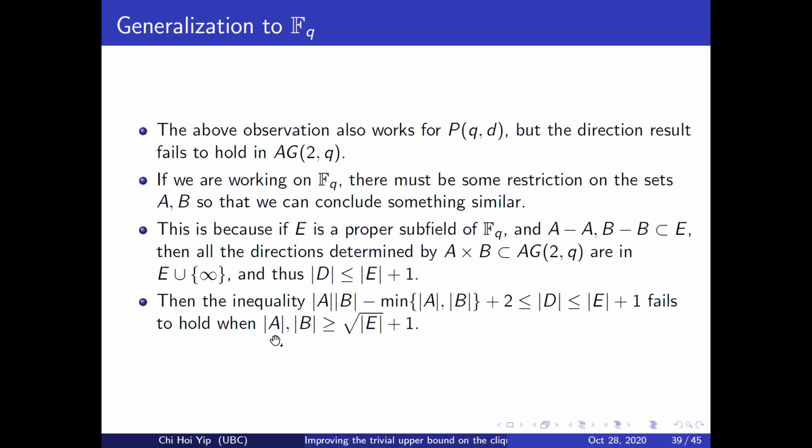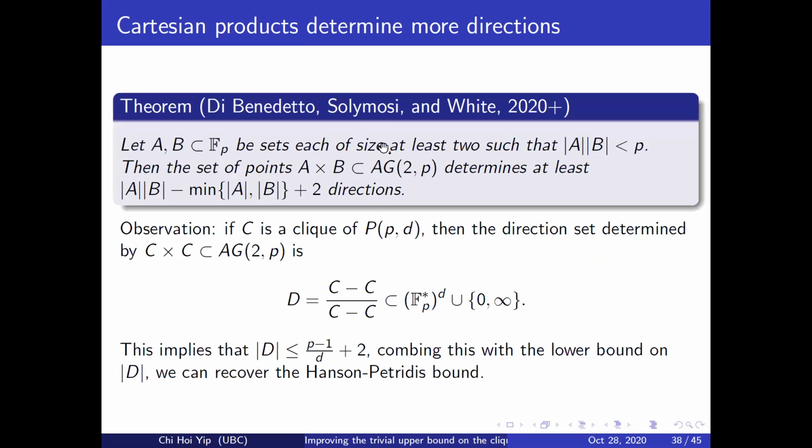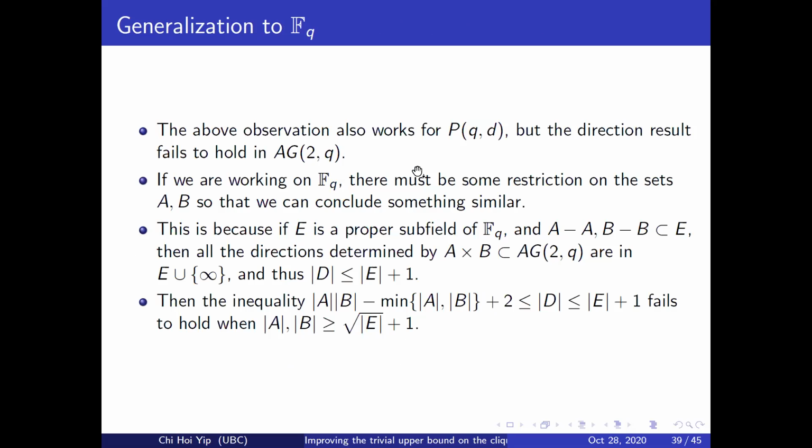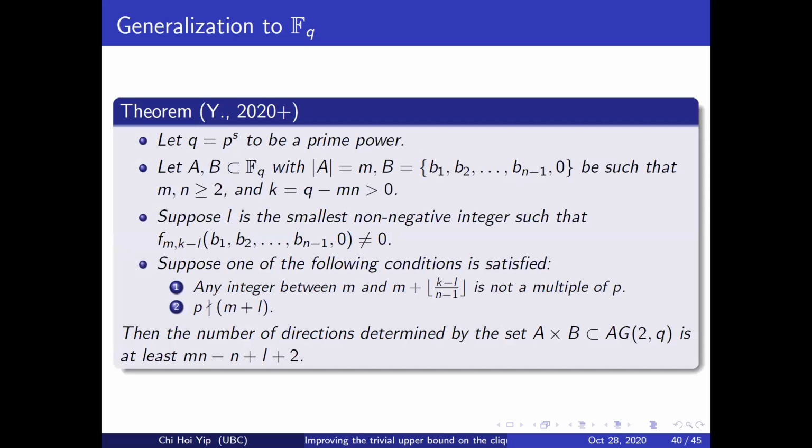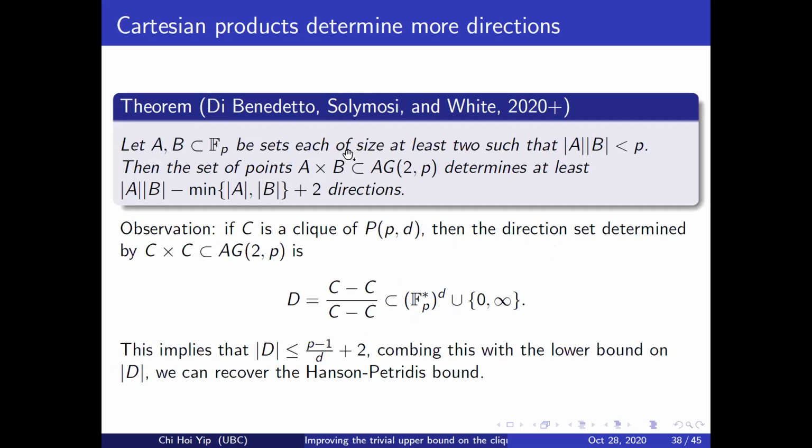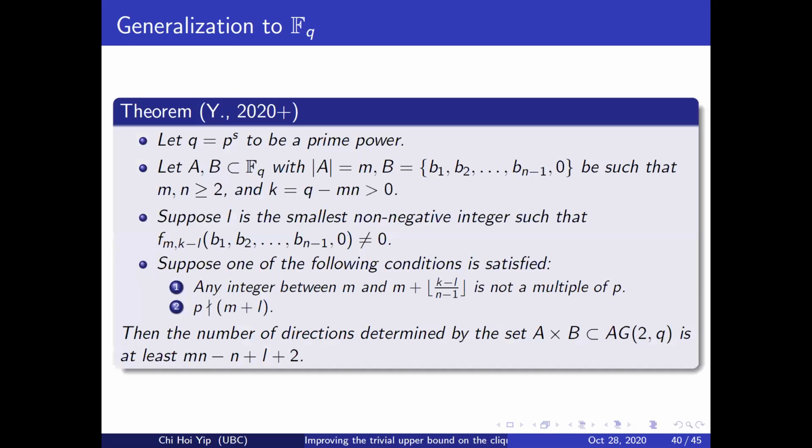So if A and B are at least about square root of the size of E, then this kind of lower bound on D fails to hold. So that means if we want to get something similar to this theorem, we must put some restriction on the sets A and B. Okay, and that's what I did in the last few months. So I basically generalized this result to AG(2, q), but we need to introduce more parameters.